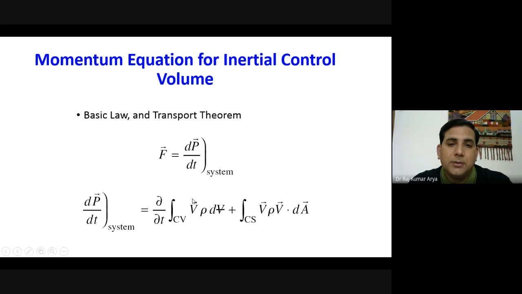If you want to apply the Reynolds transport theorem to linear momentum, your eta is replaced by the velocity vector and your capital N is replaced by P, that is your linear momentum, right? Correct? Yes, sir. So we were here in the last class.